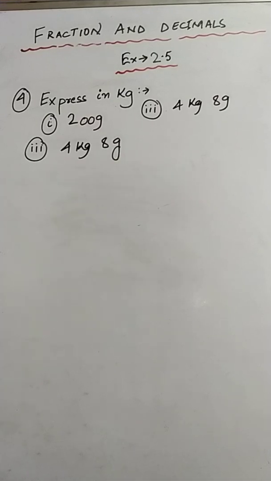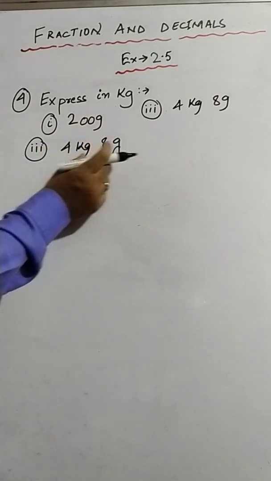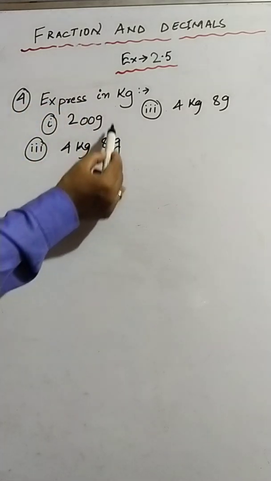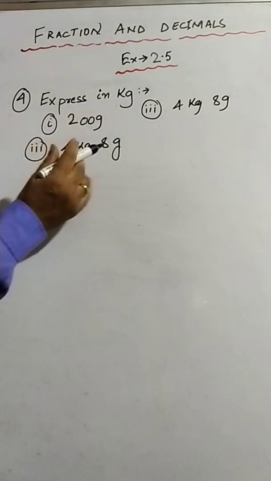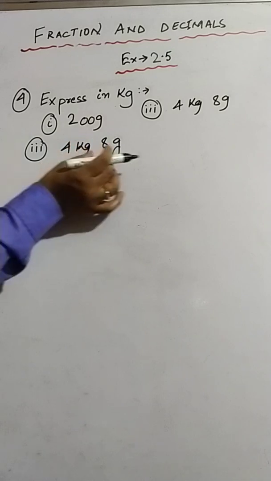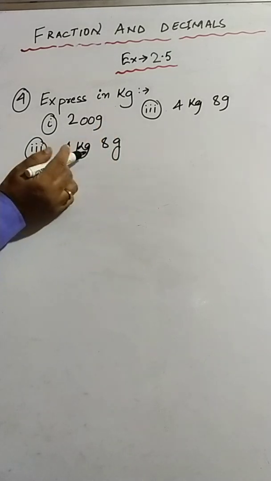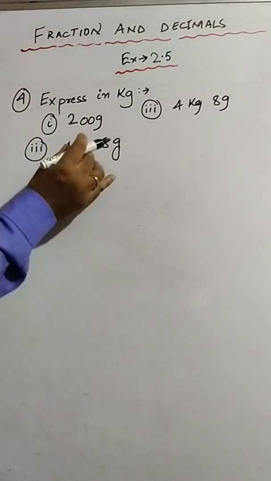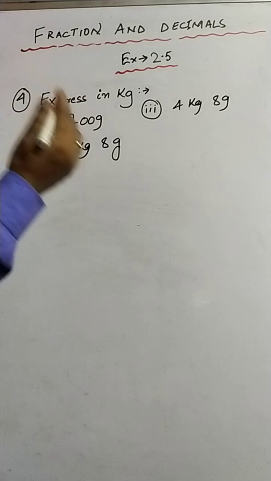So this is sum number 3, students. We have 4 kg, 8 gram. So what do we have to express? We have to express the entire term in kg form. Now you carefully observe that the first term is already in the kg form, but the second term is in the gram form. So we'll do nothing with this because it is already in kg form. But how to write this? This we have to understand.